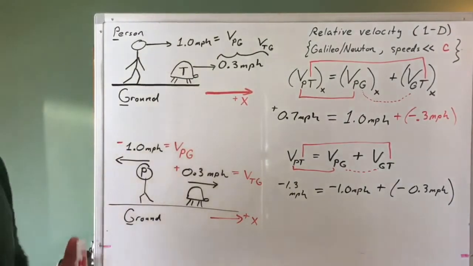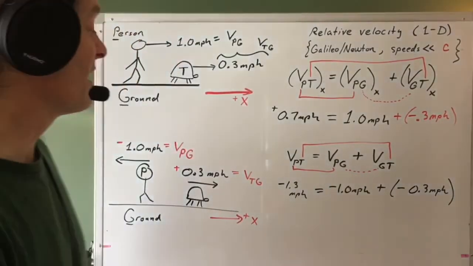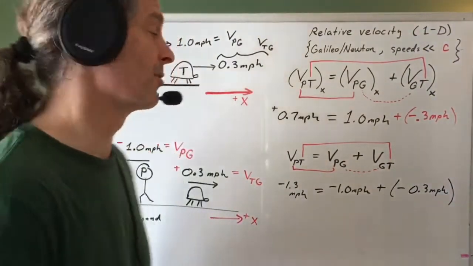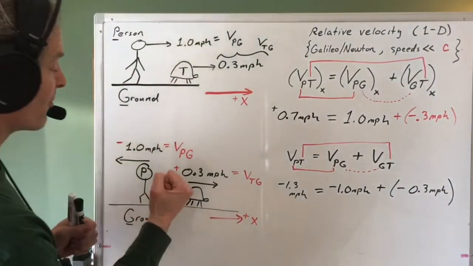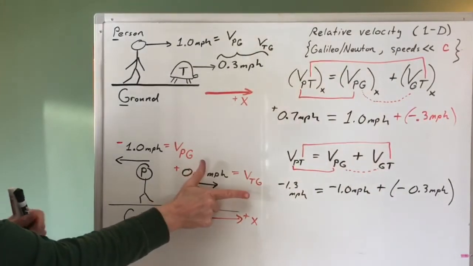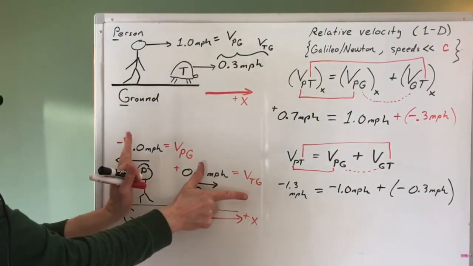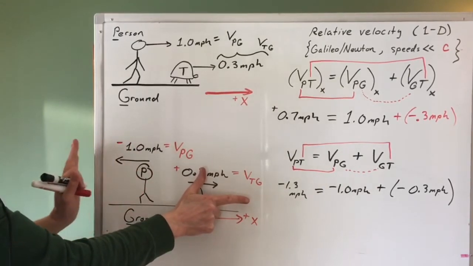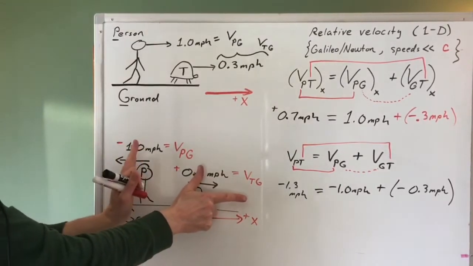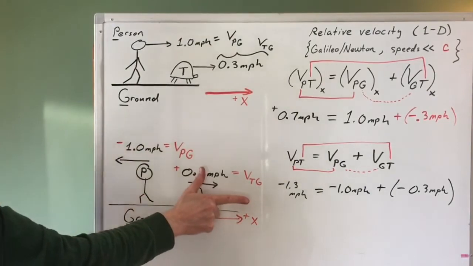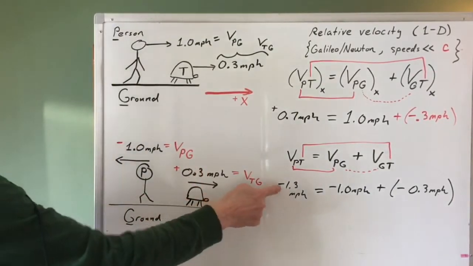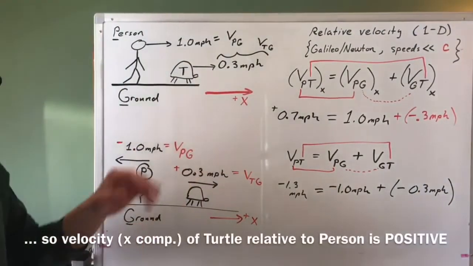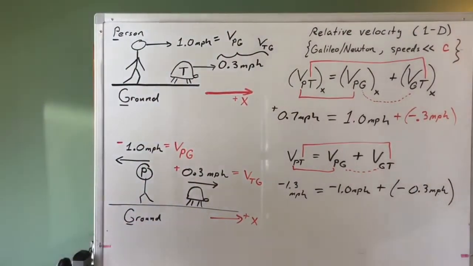You say, wait! When I did it by the seat of the pants, I got positive 1.3 miles per hour. Yeah, that's because I wasn't worried about signs and directions. From the perspective of the turtle, if you imagine fixing a coordinate system here, the person will be separating from the turtle at the rate of 1.3 miles per hour, but the person relative to the turtle will be getting ever further to the left of the turtle, hence the minus sign. So that's how relative velocities work out in this Galileo-Newton framework.